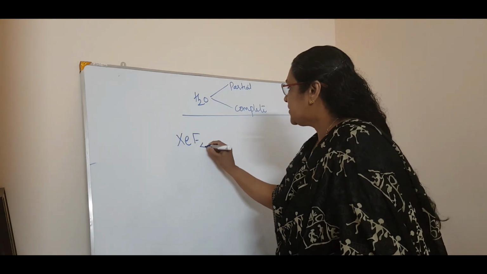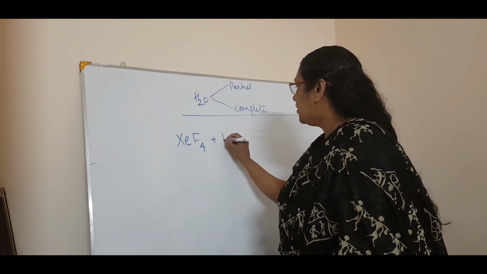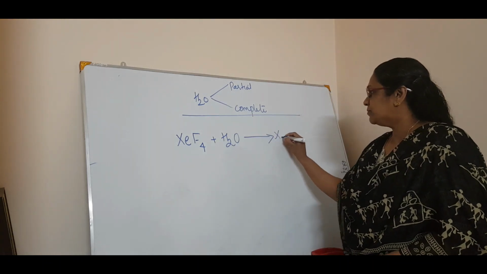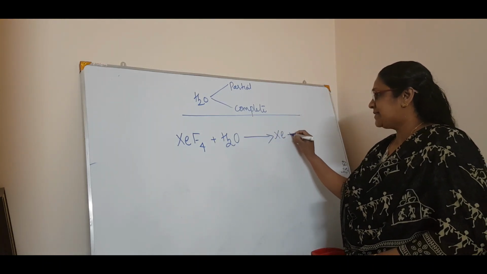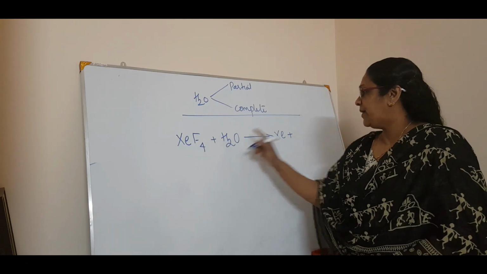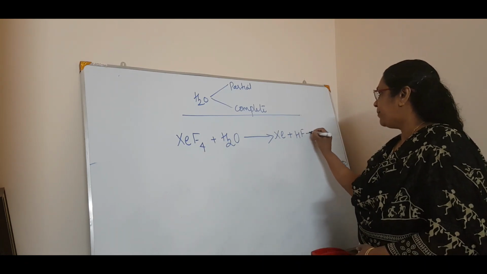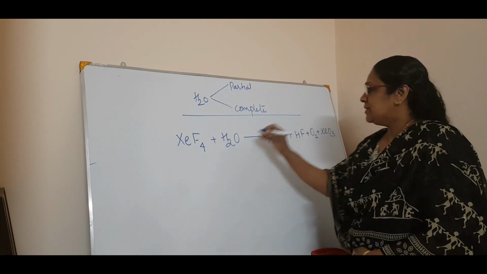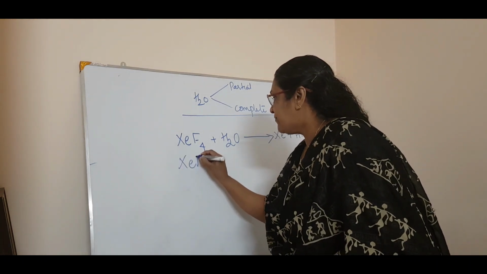So first is XeF4 plus water will give you 4 products: Xe plus HF plus O2 plus XeO3. Then next is XeF6.